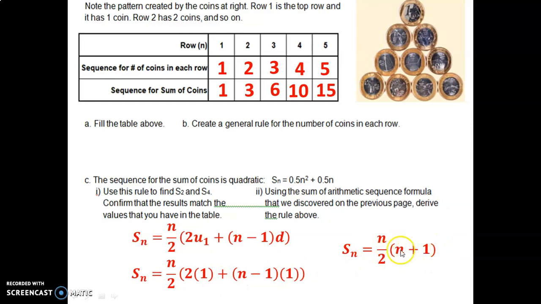And then multiply through here. N times n is n squared divided by 2 is 0.5 n squared. And then n over 2 times 1 is also 0.5 n. So yeah, we use the general arithmetic sequence sum rule, and we simplified it until we came up with the rule it gave us here. So that's some good algebra just to see how everything's connected.